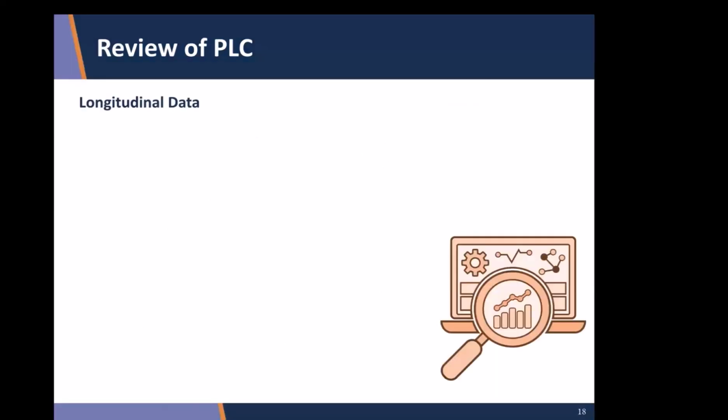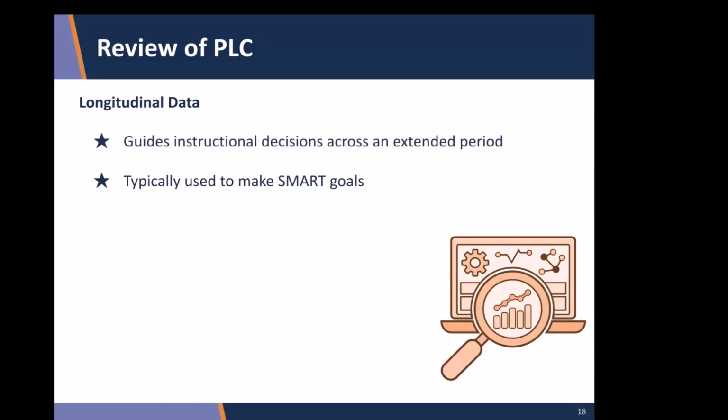We talked the last time about types of data. One of them is longitudinal. This helps us make instructional decisions. It's used over a period of time. That's why it's called longitudinal, right? We typically use this data to create SMART goals because we see over certain periods of time, this is how students are performing. So it helps us figure out how to make those goals measurable and relevant.